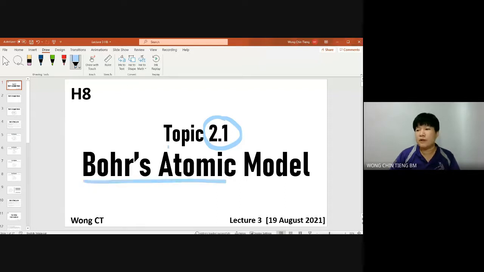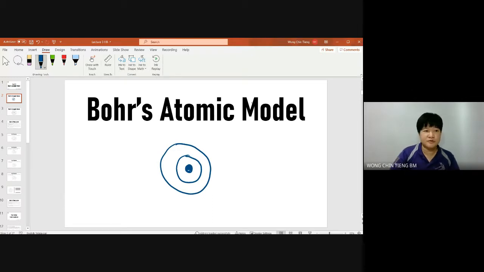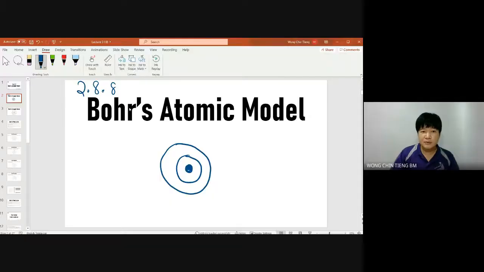What is actually the Bohr atomic model? If you remember in your SPM last time, one of the things that I remember so much from my SPM is you will be drawing this thing. Betul tak? Kat sekolah, yang cikgu kamu ajar lukis, 2, 8, 8, so on. Yang di mana energy level pertama kamu boleh lukis 2 elektron, lepas tu 8, lepas tu 8 and so on. So this is actually the Bohr atomic model.